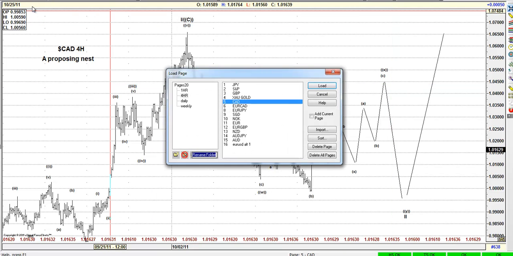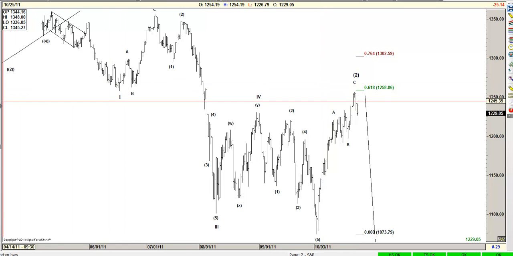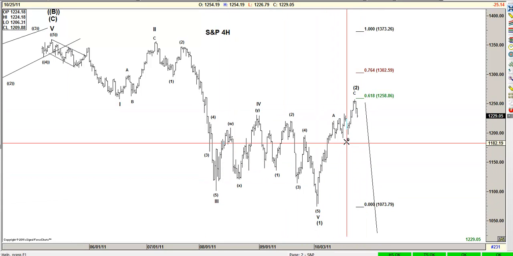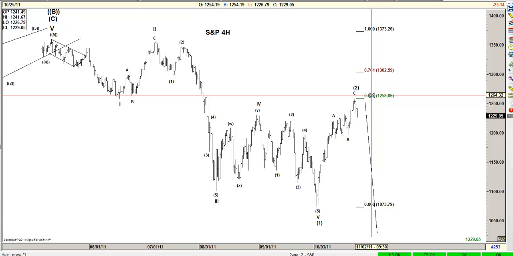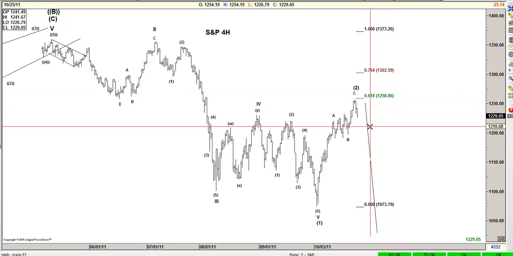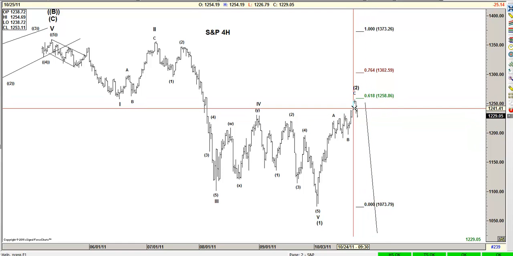Now, S&P, look, we're showing 3 different scenarios in the S&P tonight. This is the most bearish one, which is calling for this move to be over already. I don't like it that much, but we have another scenario like this.